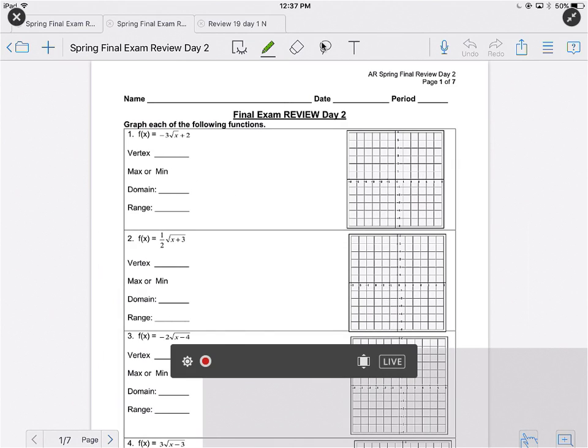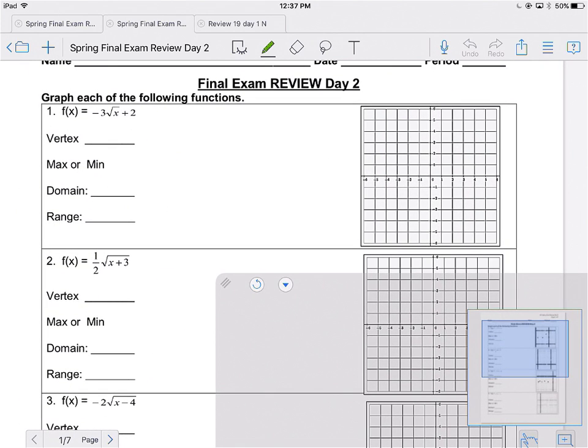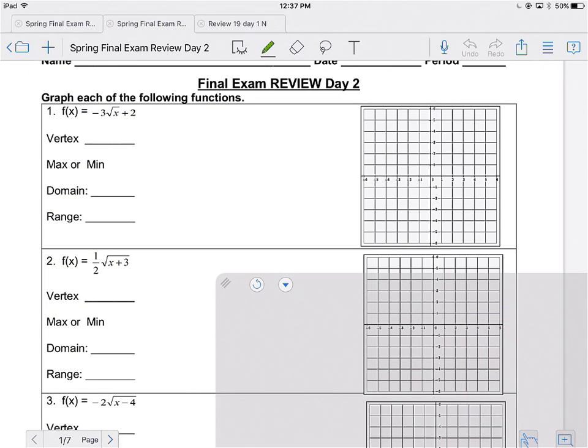This video covers the spring final exam review day 2, pages 1 through 3. So this is the first 3 pages of review day 2. If you need pages 4 through 7, then that's a separate video. So today, on this part, we're talking about square roots.